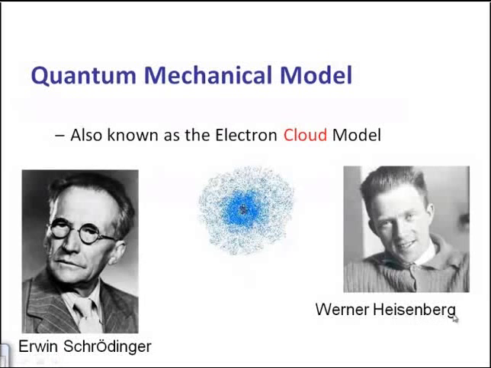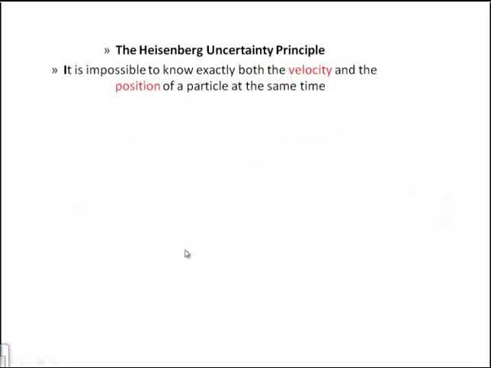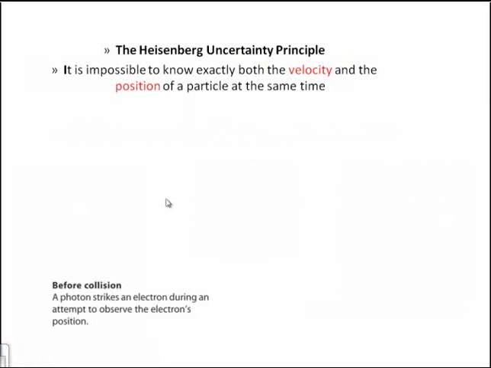The people associated with it are Erwin Schrödinger and Werner Heisenberg. And what Heisenberg said was, he's credited with what's called the uncertainty principle. He said you cannot know exactly the location and the speed of an electron. So all you can know is the likelihood of where you would find it, the probability. So Schrödinger put together these complex mathematical equations to solve for the likelihood of where electrons would be located. Okay, very complicated equations. So the Heisenberg uncertainty principle says it is impossible to know exactly both the velocity and position of a particle at the same time.